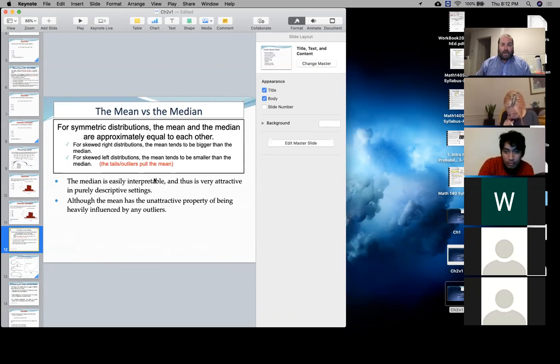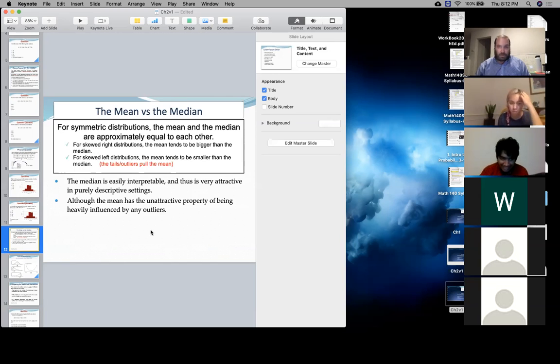Yes. Okay. The median is easily interpretable, and this is very attractive in purely descriptive settings. And the mean has the unattractive property of being heavily influenced by any outliers. So if there's no outliers and it's not skewed, that's when we would use the mean. If there are outliers or there is skewness, that's when I would use the median, because I want to resist this desire for the average or the center to be pulled.